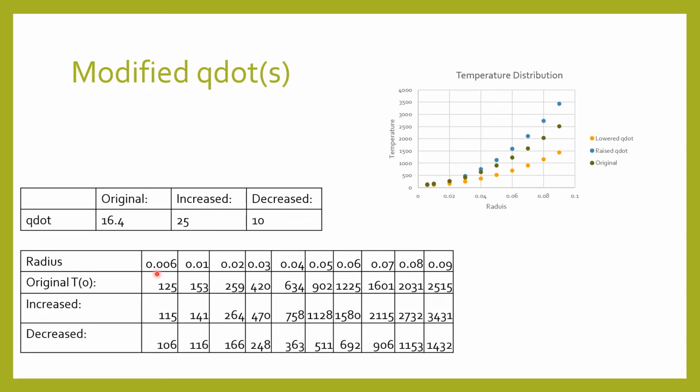Here we modified our Q dot. You can see we raised it, which is the blue dots, lowered it was the orange, and the original is the green. So the original Q dot was 16.4. We increased it to 25, and we decreased it to 10. Similar to modifying the T infinity, we showed the temperature at the center line, and then with the modifications done, increased and decreased. So you can see it changes the growth as the radius increases, so that exponential is higher and lower based on Q dot getting raised or lowered.